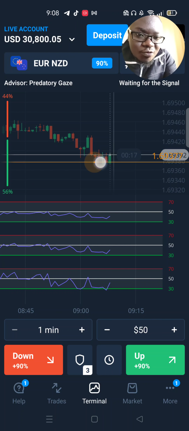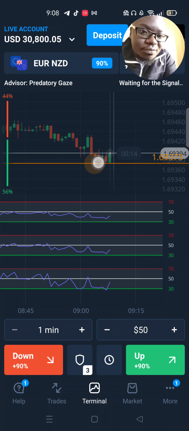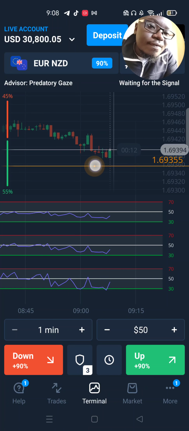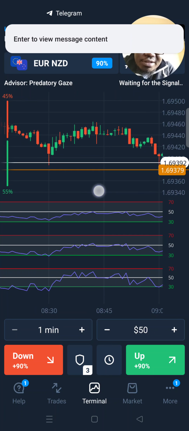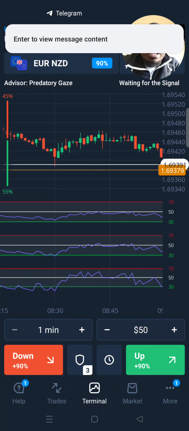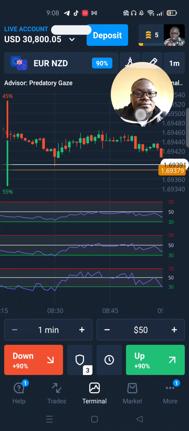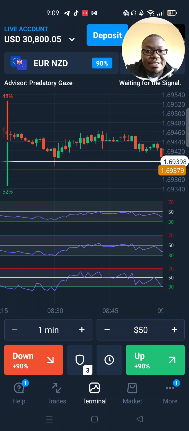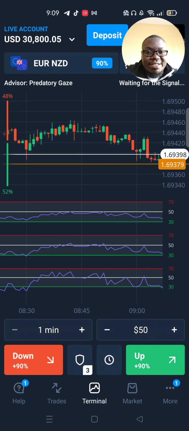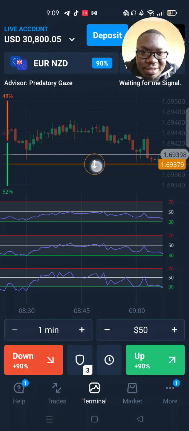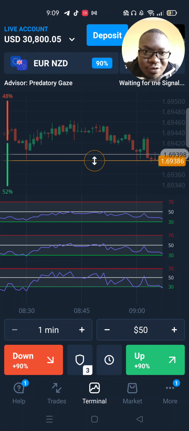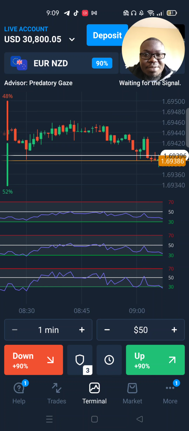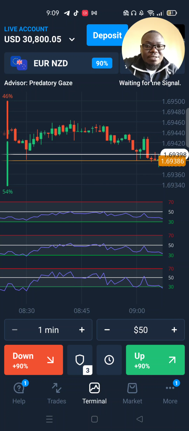Okay, so if you want it somewhere here, for example, you want the support level here, make sure that when you're setting the support levels, you make sure that your horizontal line touches as many lows on the chart as possible. Okay, so we can just move it a little bit higher to touch that pin bar there. Then we add another horizontal line, so that will be our support line.